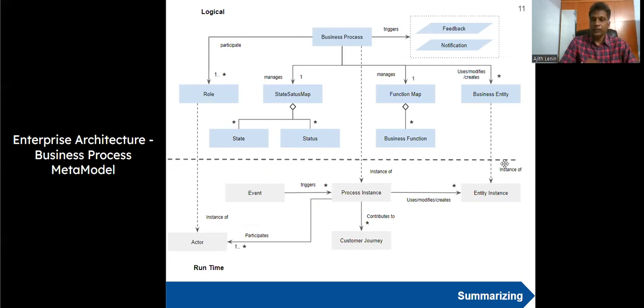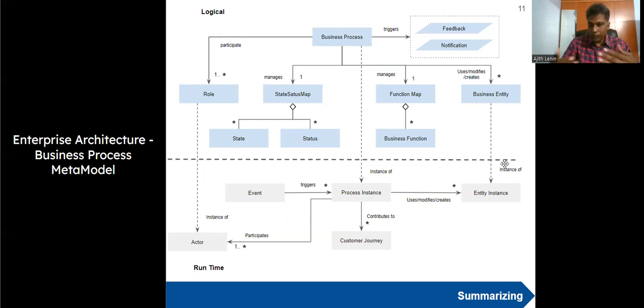With these relationships, let's look at the meta model for business process. On the logical level, a business process triggers feedback and notification. Roles participate in the business process, and the business process has a state status map, which provides all the states and statuses and the relationship between them, and a function map, which provides all the business functions and the guiding rules for them. And the business process deals with business entities.